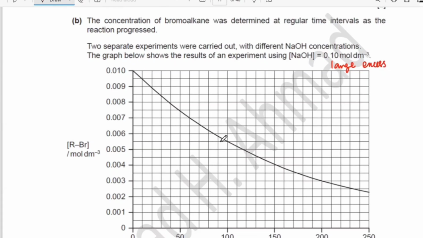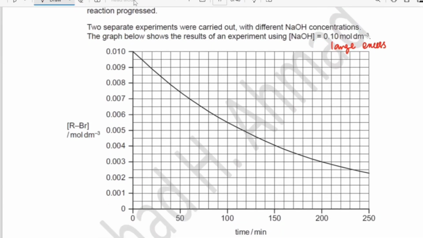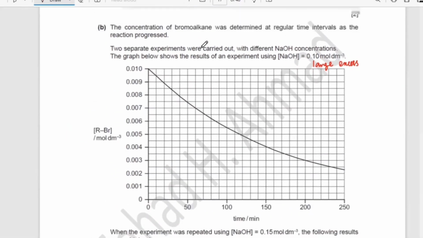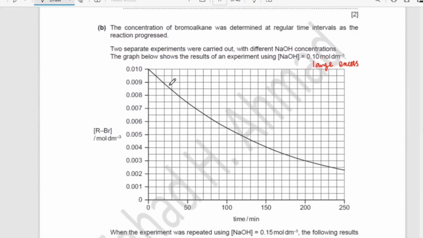It starts decreasing as the reaction proceeds, as it gets used up. So slowly the concentration decreases. So from a maximum of 0.01, the NaOH is 10 times more. So that's in large excess.